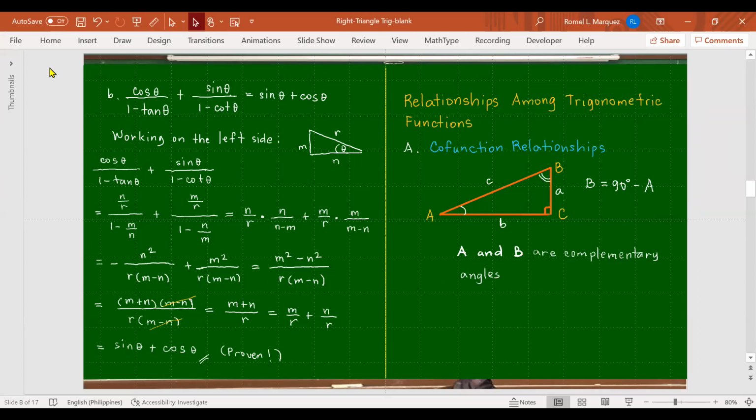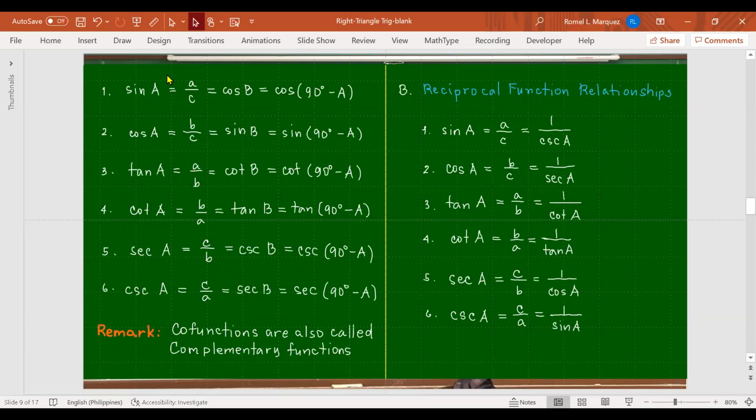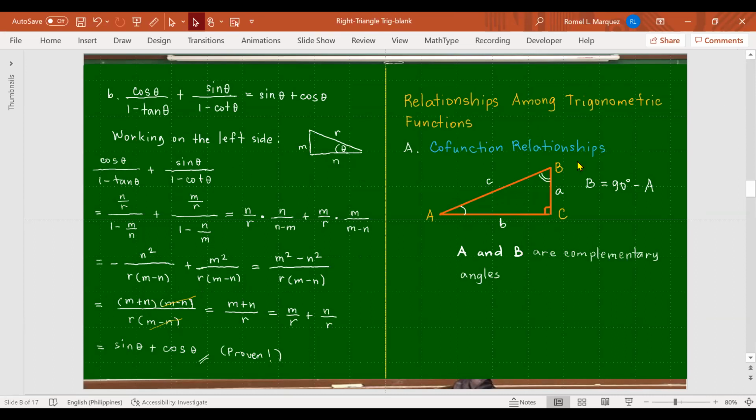A and B are complementary angles. So let's determine the function values of A and the function values of B. Sine A is equal to a over c from that triangle. Remember this triangle? A, B, C. The opposite of angle A is a, the adjacent is b, the hypotenuse is c. But for angle B, the opposite is b, the adjacent is a, the hypotenuse is c. I hope you remember that.